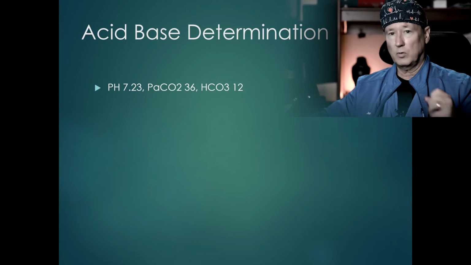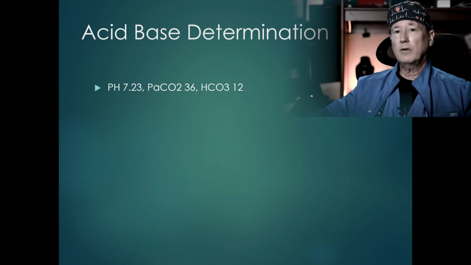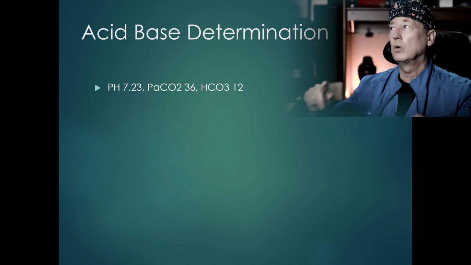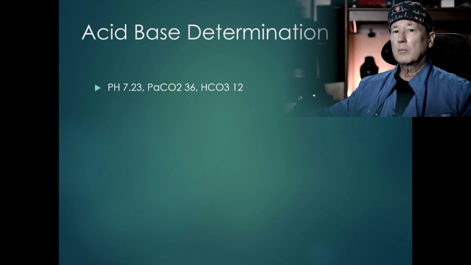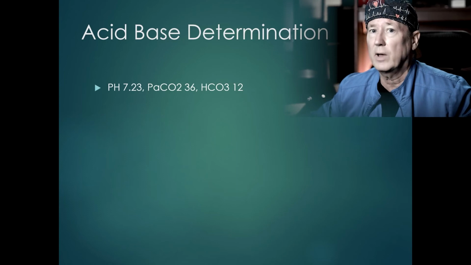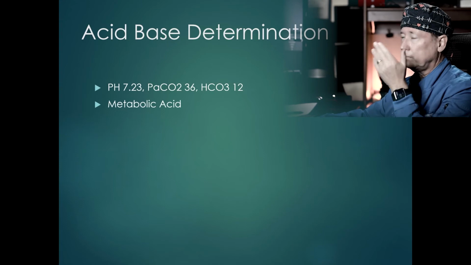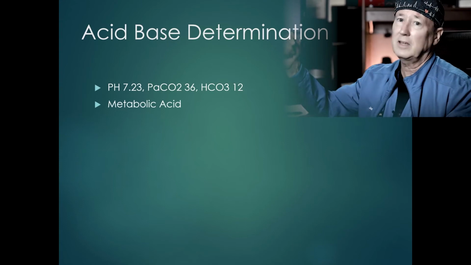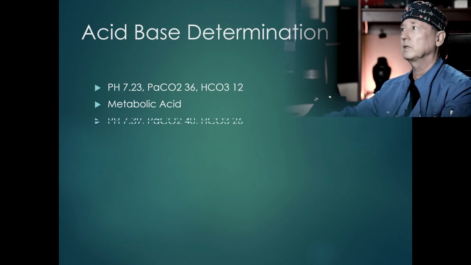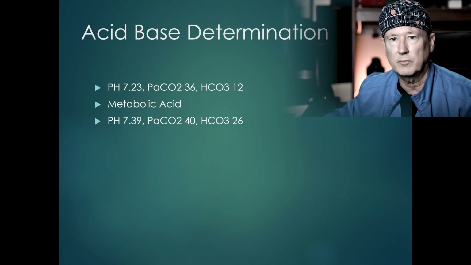So we have 7.23, so we're acidotic. We have a CO2 35 to 45, so that falls in the normal range. I can see it's starting to go low, but it's still normal. And we have a bicarb of 12, so my bicarb is low, so I don't have enough stuff to neutralize acid, so acid takes over. So I have metabolic acidosis. There's no compensation yet. It looks like the body might be starting to try, but you're still in the normal range, so there is no compensation here. And you really can't tell compensation unless you're looking at a series of blood gases.